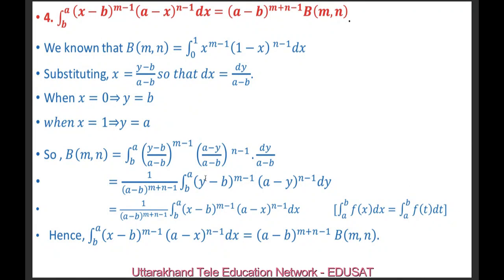I am replacing y by x here. So 1/(a-b)^(m+n-1) times the integral from b to a of (x-b)^(m-1) (a-x)^(n-1) dx. If we cross multiply, this will go to this side. So (a-b)^(m+n-1) beta(m,n) is equal to the integral from b to a of (x-b)^(m-1) (a-x)^(n-1) dx. Or we may write the integral from b to a of (x-b)^(m-1) (a-x)^(n-1) dx equal to (a-b)^(m+n-1) beta(m,n).